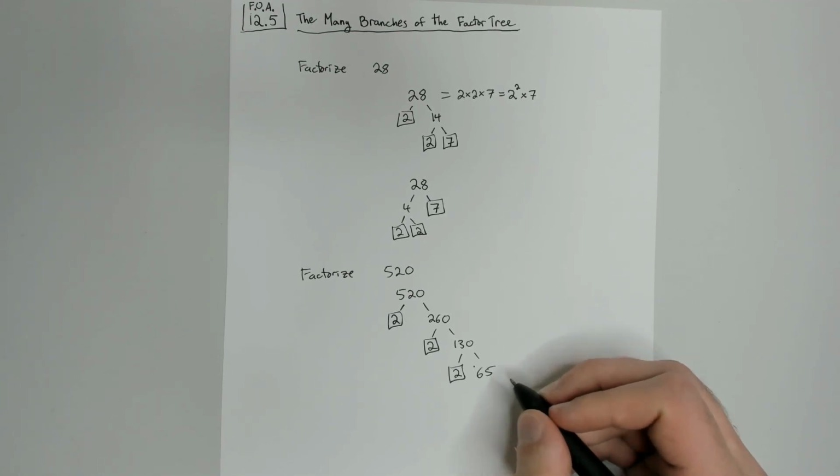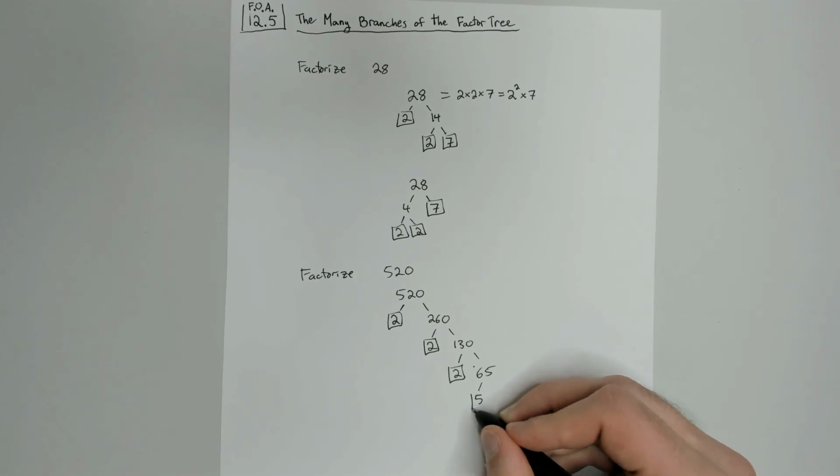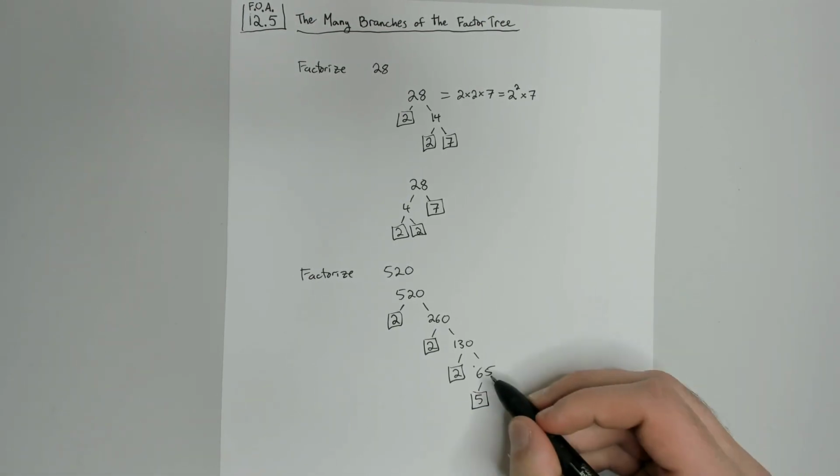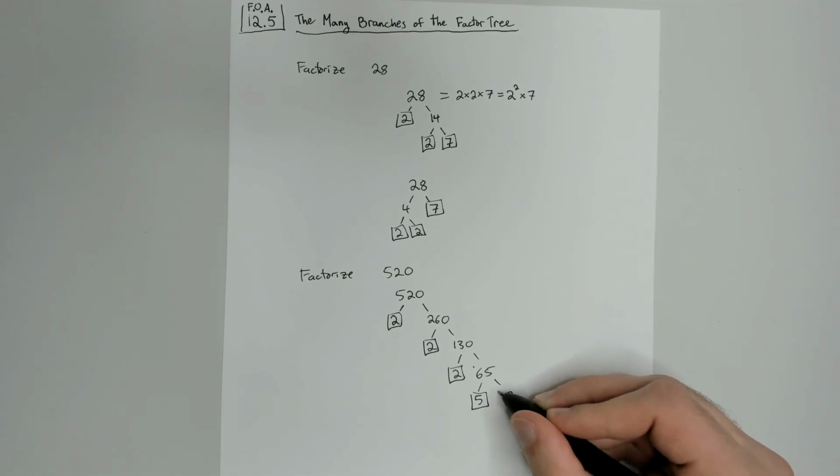What's the next prime number? 5, right? And we know 5 goes into this because this ends in a 5. So we can chunk off a 5. And 5 times what is 65? Well, it's going to be 5 times 13. And 13 is also prime.